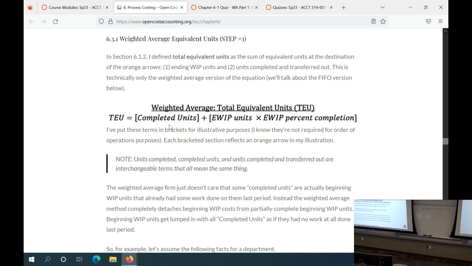100 paper airplanes times 25% completion. And so inside these brackets is going to be 25 equivalent units. So you have your completed units, which you can think of as units completed times percent complete. Because they're units completed, they're always 100% complete. So we can just erase that.